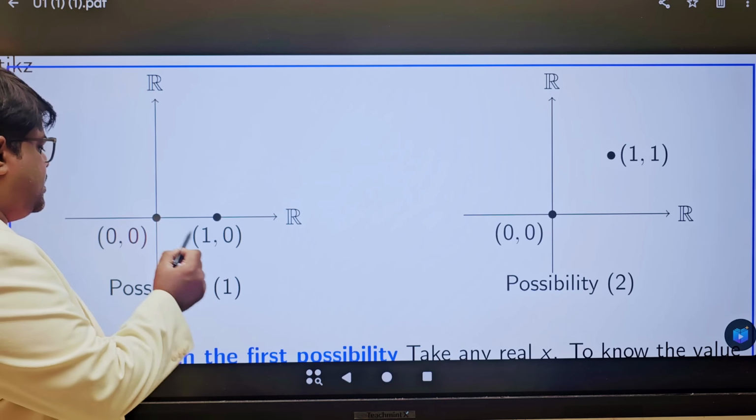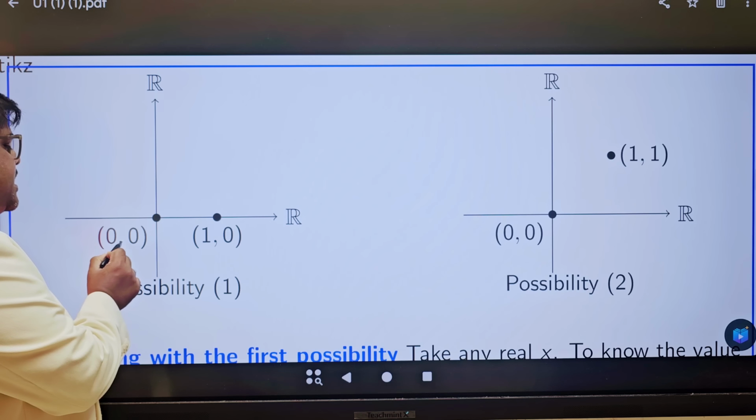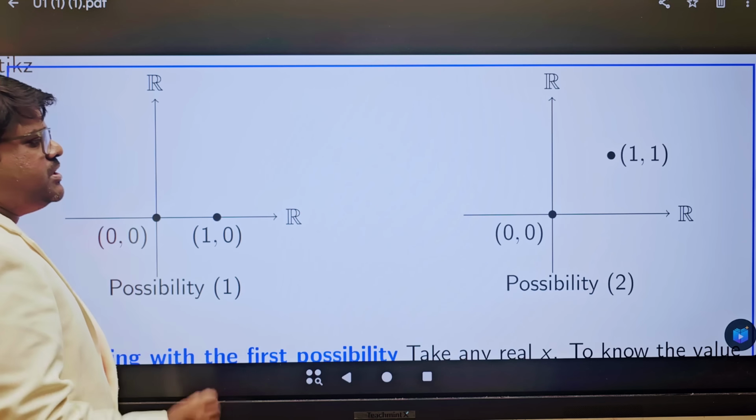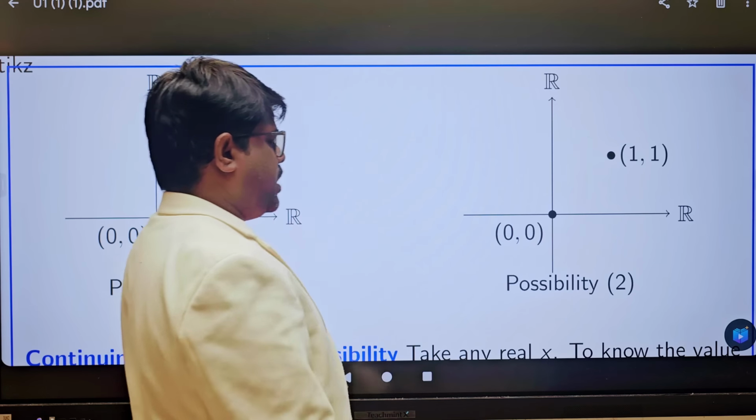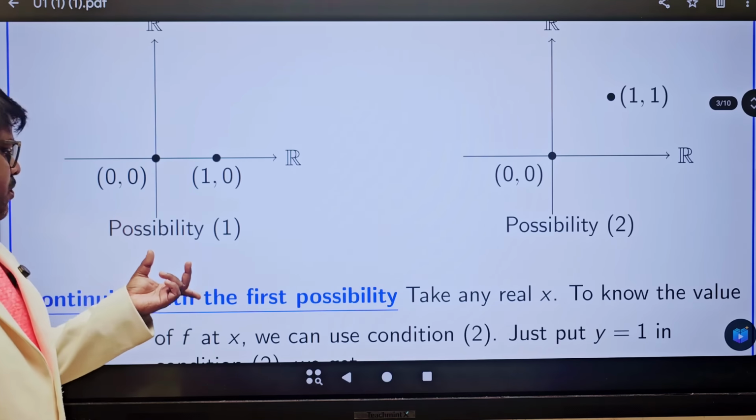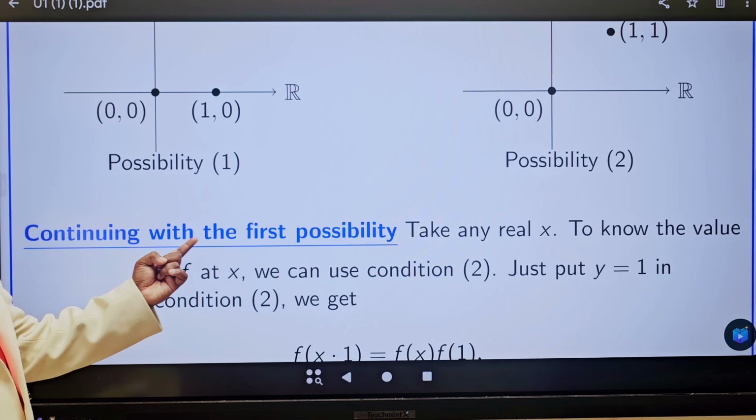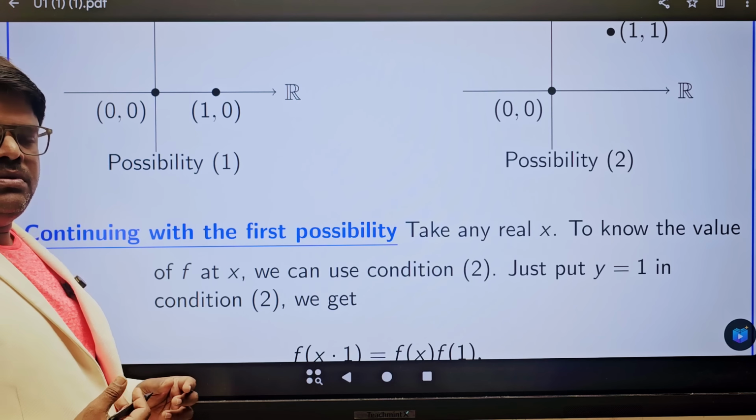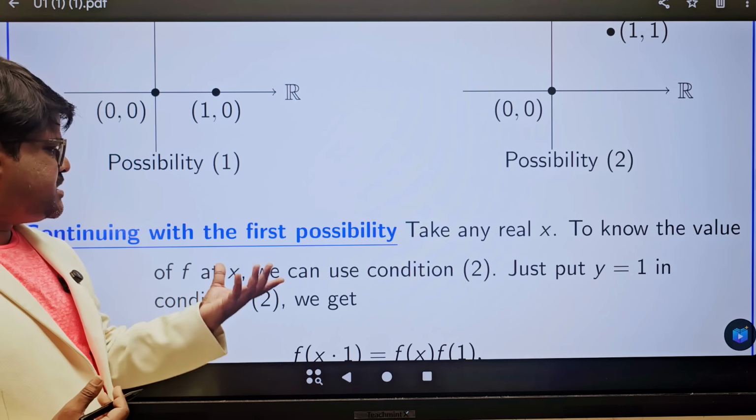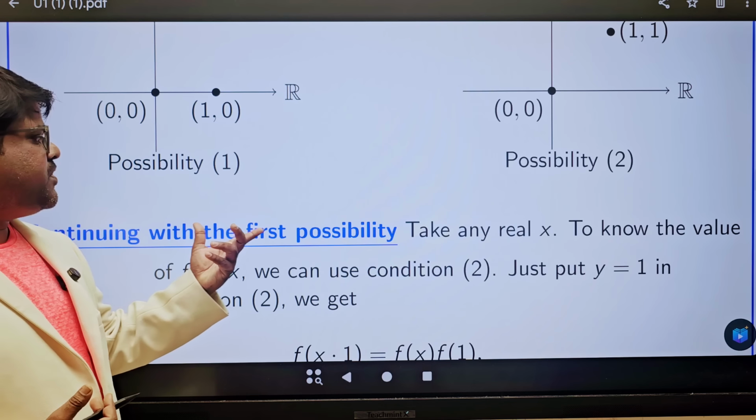You can observe here the function has the value at (0, 0) and at (1, 0), and in the other case the function has the value at (0, 0) and (1, 1). Now we proceed with the first possibility. Now we will continue to solve this problem. We are continuing with the first possibility.